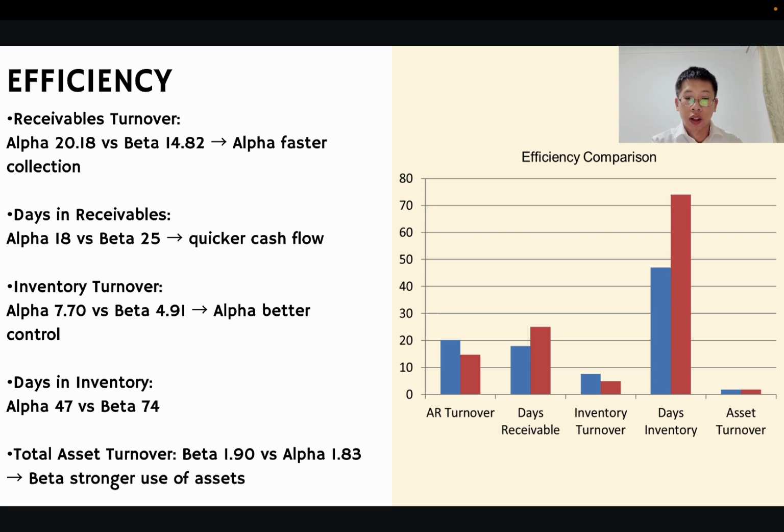However, when we shift to total asset turnover, Beta comes out ahead. Its ratio is 1.9, versus Alpha's 1.83. This means Beta generates 9 more cents of sales per dollar of total assets, making it more effective overall at leveraging its asset base. In short, Alpha is better at managing specific assets like receivables and inventory, but Beta has the edge in overall asset efficiency.